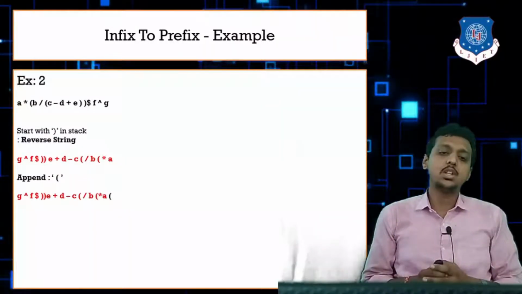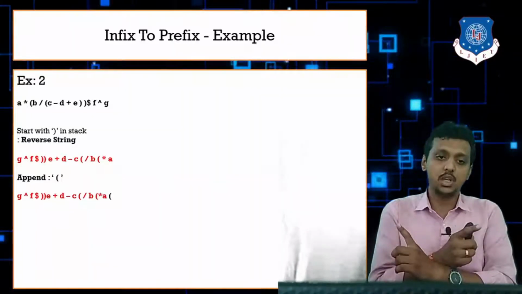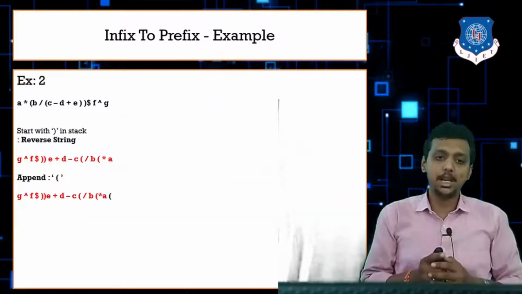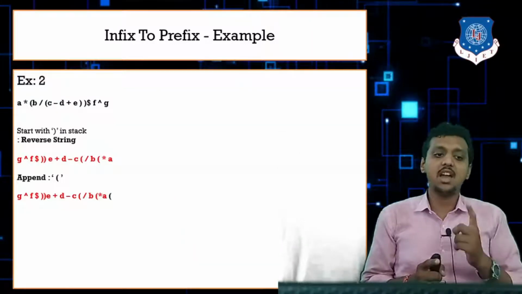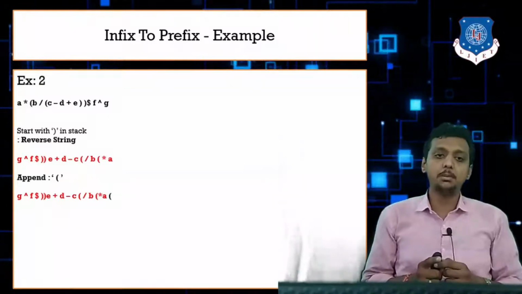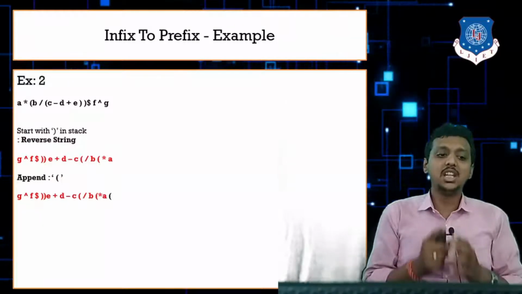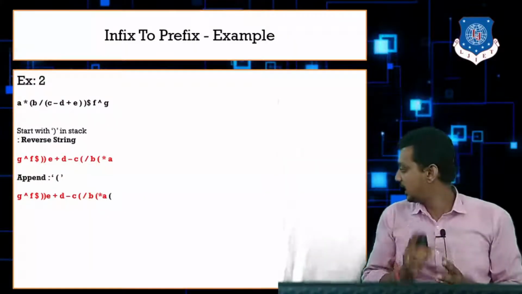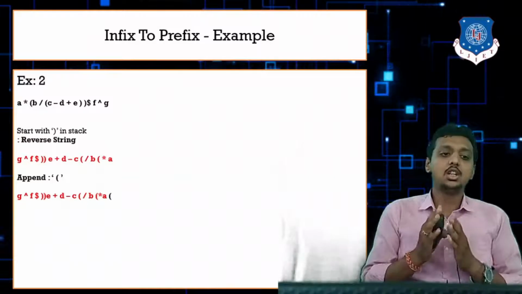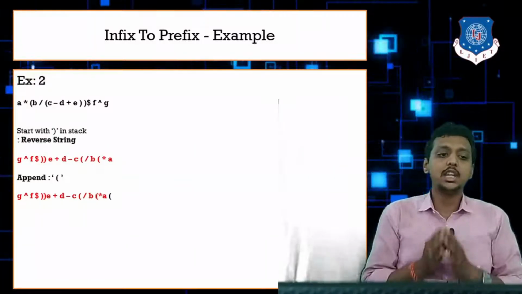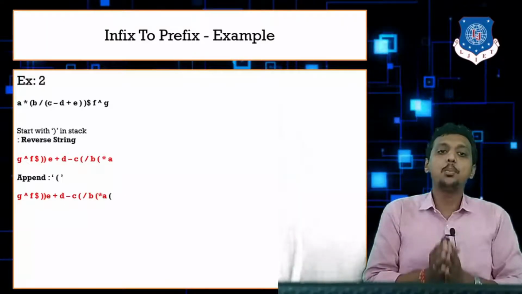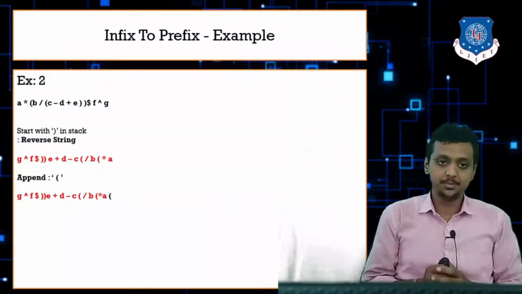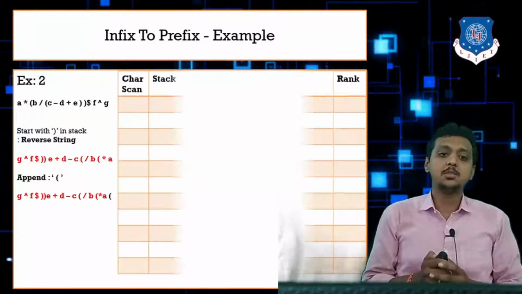What I need to do, students, is first reverse the whole infix string and then append the opening bracket. I have already reversed my string. So my reversed string after appending the opening bracket is: G caret F dollar closing E plus D minus C opening division B opening star A opening. Fine. So now let's make a table.